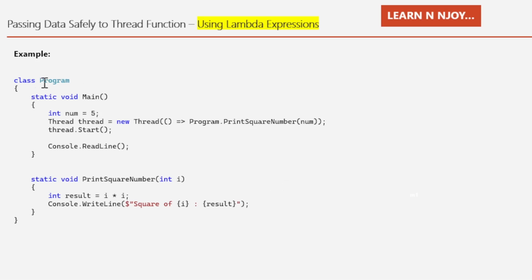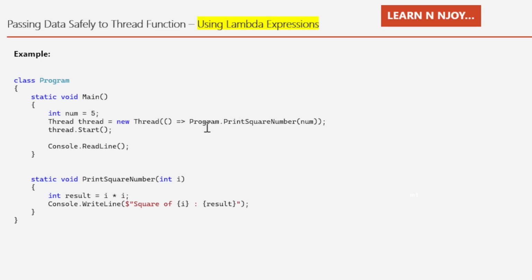So here there is a class named Program that has the Main method, which is the entry point of this application. Here I have declared a variable num of int data type and assigned 5 to it. Then I'm creating an instance of the Thread class. And here I'm using the Lambda expression. In the Lambda expression, I'm just calling PrintSquareNumber, then passing the num value to it. If you see, this PrintSquareNumber is nothing but a static method.